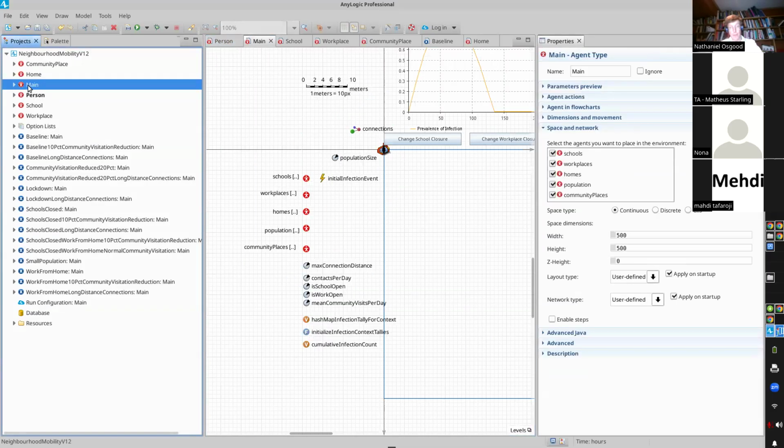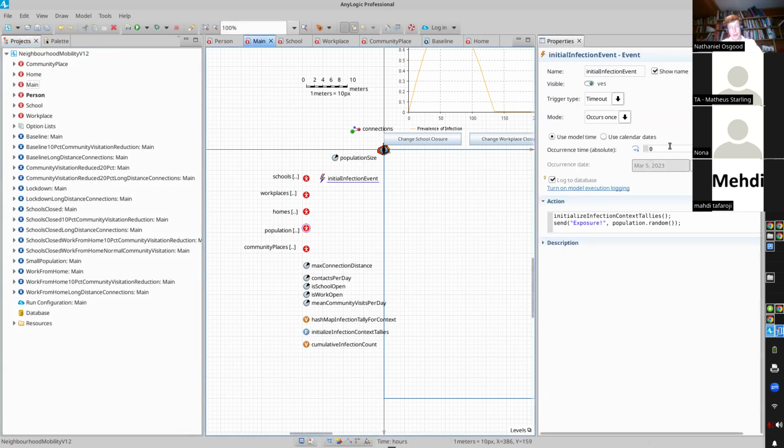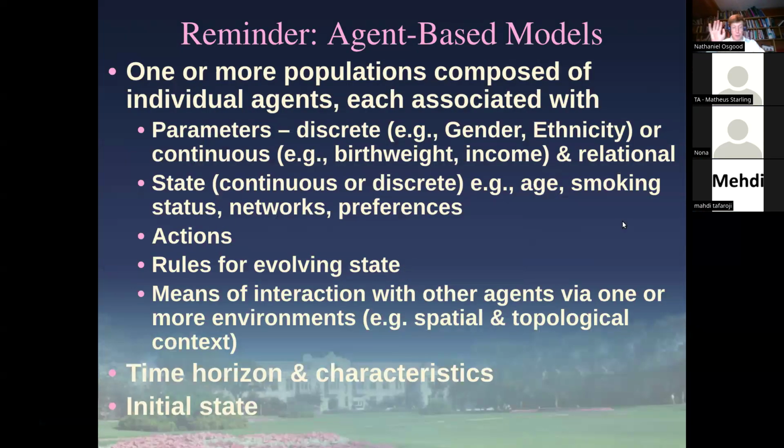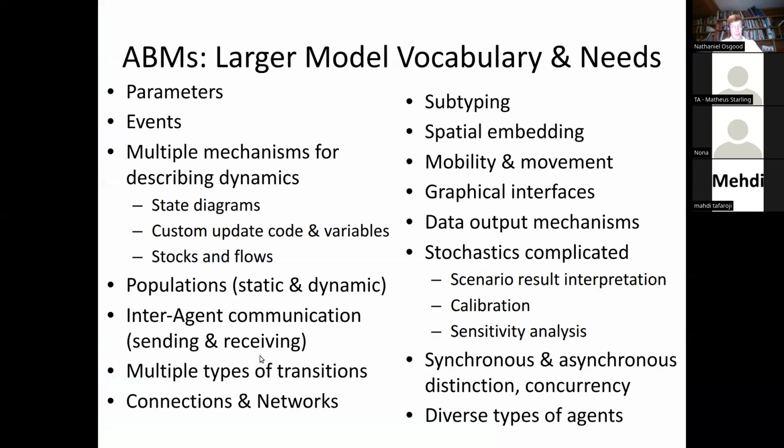In main, you'll find that there's an initial infection event, which goes off at time 0, at the very start of the model, and basically it sends an exposure message to some unlucky agent that says you're randomly infected, someone randomly selected from the population. So I know this is a bit confusing. I'm just trying to situate you: this model too has initial state. All of these are manifested by this model.